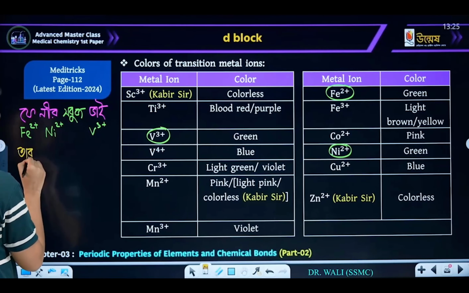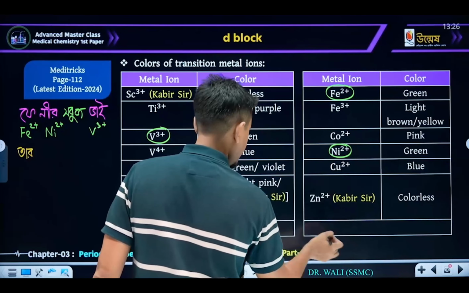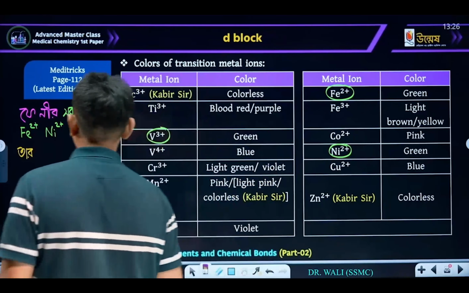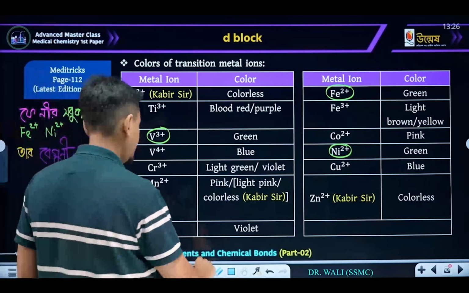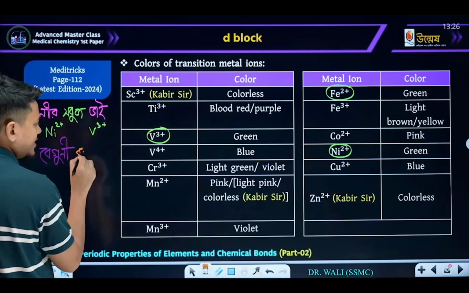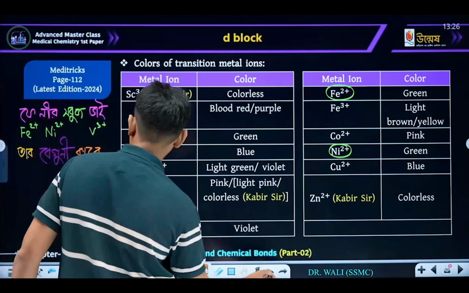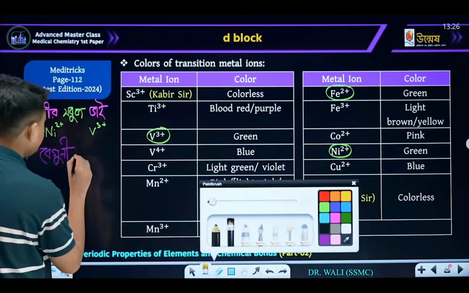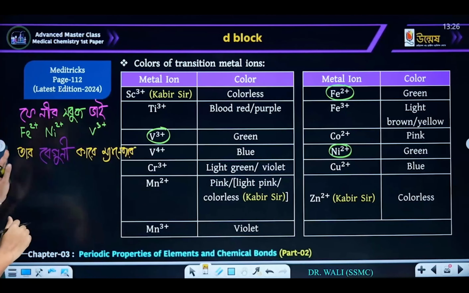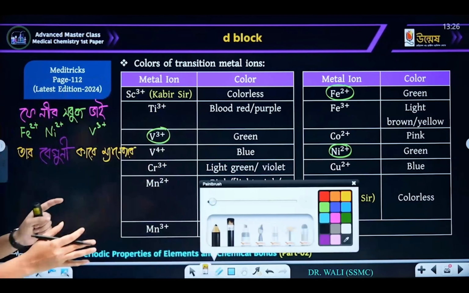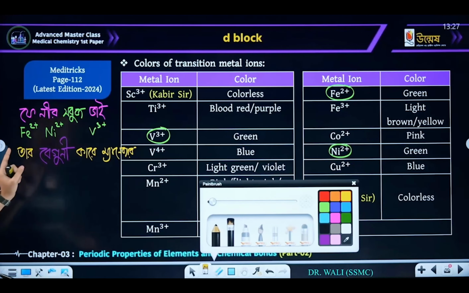তার বেগুনি কারে manager. This is a whole sentence. I'm just separating the segments to make you realize the mnemonic, and after that I will cover it as a whole. ফেনীর সবুজ ভাই তার বেগুনি কারে manager.